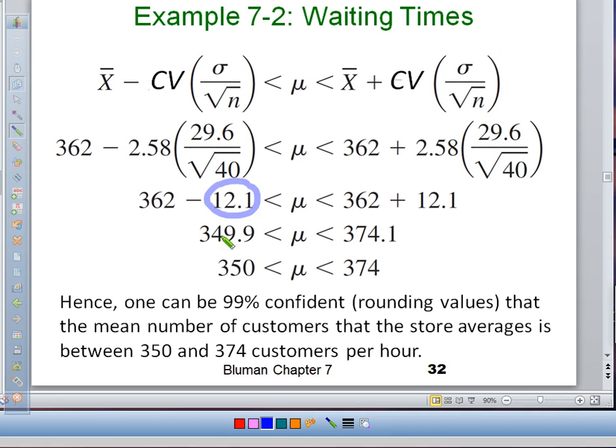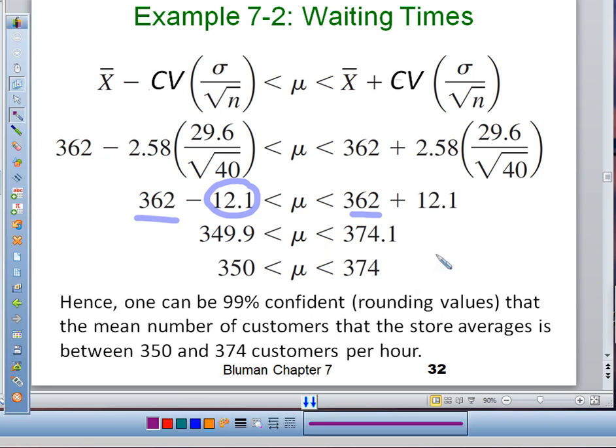And then you're going to do your x bar, 362 minus your error, and 362 plus your error. So you'll end up with 344.9 to 374.1. So your population mean mu is between these two numbers, and then we rounded to 3 sig figs here. You could also have written it as 350, the lower limit, comma, the upper limit, 374. And there you go.